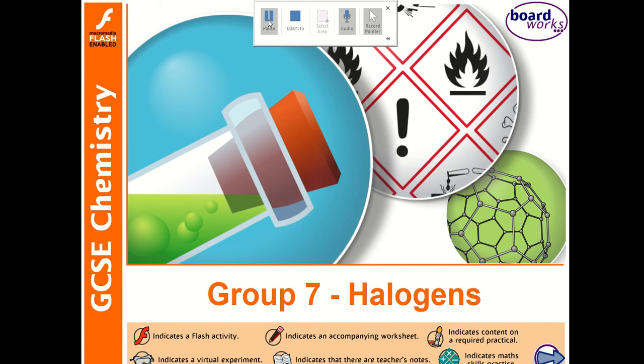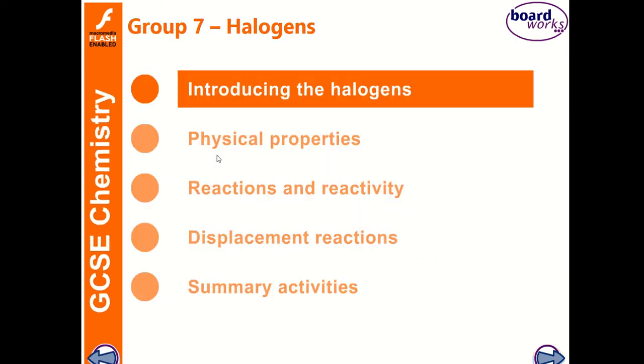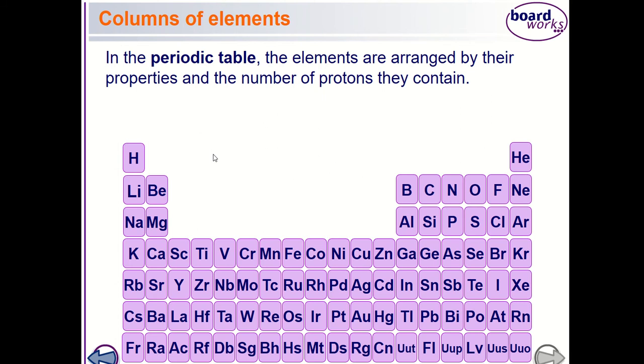Alright, so group 7, obviously we've done a certain amount of the periodic table. We've done the general geography of the periodic table. We have also looked more specifically at group 1 of the periodic table, which is the metals, and we're going to look now at group 7, which is the halogens, which are essentially non-metals this time. Okay, so let's have a look at the introduction first of all.